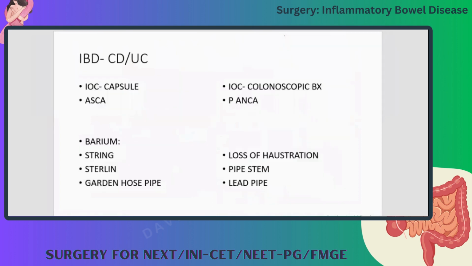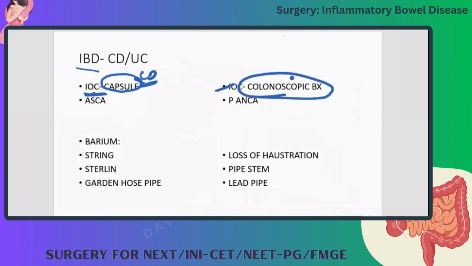And still it is not over. The investigation of choice in Crohn's disease is capsule endoscopy, whereas in ulcerative colitis it is colonoscopic biopsy. You put a colonoscope and take a biopsy.